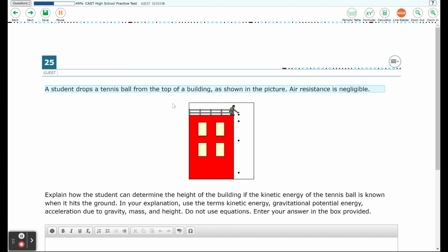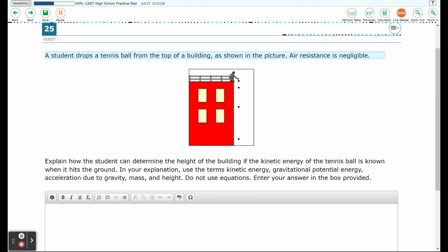A student drops a tennis ball from the top of a building as shown in the picture. Air resistance is negligible. Explain how the student can determine the height of the building if the kinetic energy of the ball is known when it hits the ground. In your explanation, use the terms kinetic energy, gravitational potential energy, acceleration due to gravity, mass, and height. Do not use equations. Enter your answer in the box provided. Go ahead and type up your answer now.